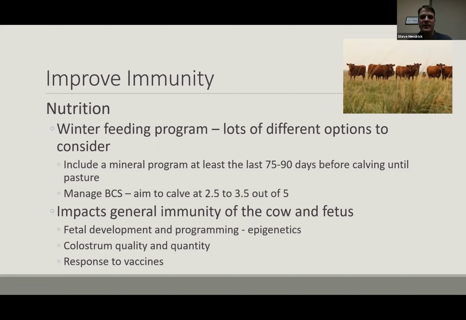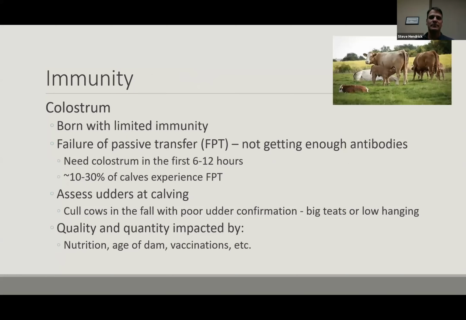So it definitely does impact fetal development and programming. There's a whole field now devoted to that. We call it epigenetics, where we know that what we feed to our cows ultimately affects the genetics and the next replacements that we're going to produce or the calves that we're going to sell. It also impacts quality of our colostrum as well as how much of it is produced. And ultimately, if our cows aren't in good health, response to vaccines is going to be affected. And so we just can't expect good health or good response to our vaccines in that case.